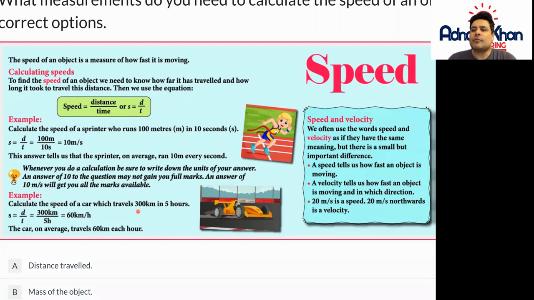Speed and velocity. We often use the words speed and velocity as if they have the same meaning, but there is a small but important difference. A speed tells us how fast an object is moving. A velocity tells us how fast an object is moving and in which direction that object is going. So 20 meters a second is a speed. And 20 meters a second northwards is going to be the speed and the direction together. And that's why we call this velocity.